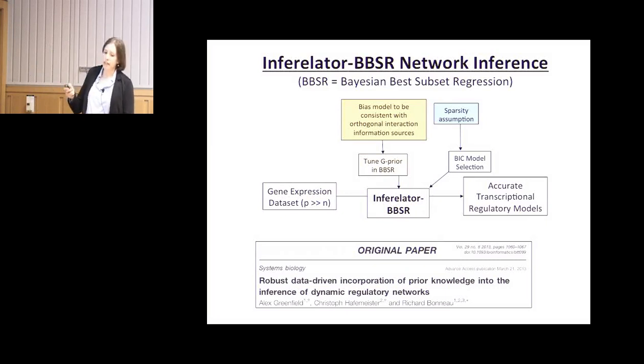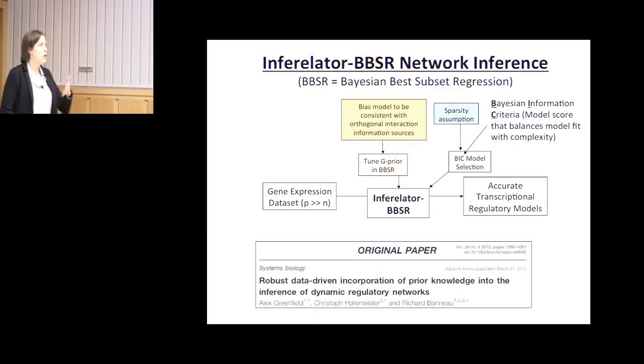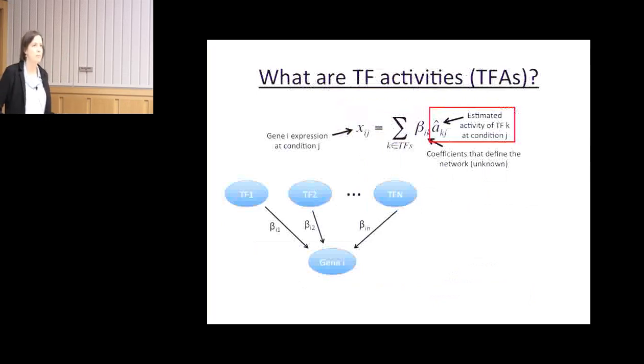And then we are able to incorporate the sparsity assumption using Bayesian information criteria for model selection. And basically, the Bayesian information score is a balance between model fit and complexity, or number of parameters in the model. So by calculating this Bayesian information criteria, we are able to get a sparse fit of the data. And so this kind of gives you an idea of how we go about building, except I left out one of the most important parts.